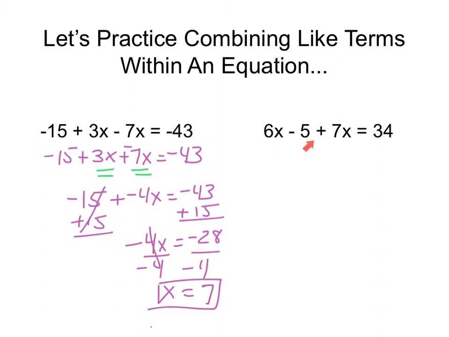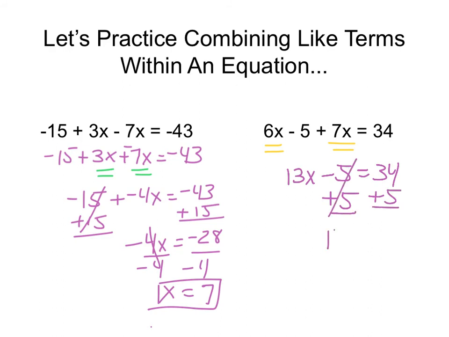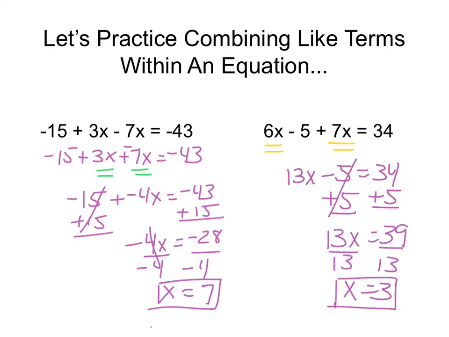I have 6x minus 5 plus 7x equals 34. So 6x and 7x have identical variable parts. So I'm going to add those two together, and I'm going to end up with 13x. Okay, 13x minus 5 equals 34. And then I'm going to add 5 to both sides. These will cancel and leave me with 13x is equal to 39. Divide both sides by 13, so I get x is equal to 3, and that's my solution.